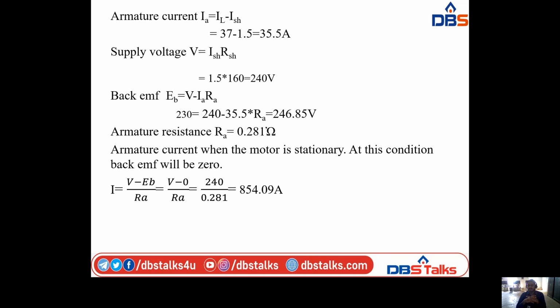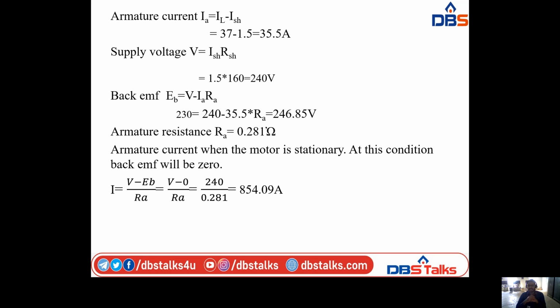And supply voltage, that is V, you know the formula from the Ohm's law, V is equal to IR. So here we have to calculate supply voltage for a DC shunt motor. So supply voltage V is equal to ISH into RSH. Here they given that ISH is 1.5 amperes into RSH value, that is 160 ohms. Substitute here, we have the supply voltage 240 volts.